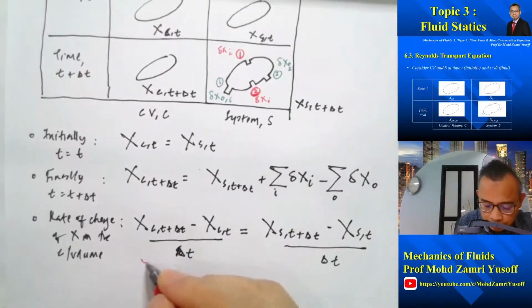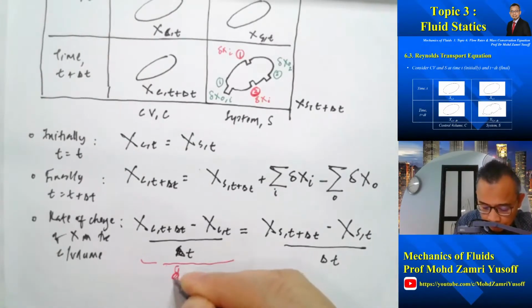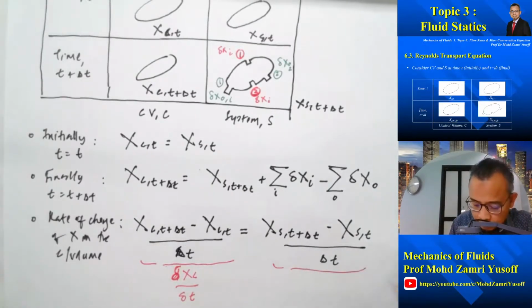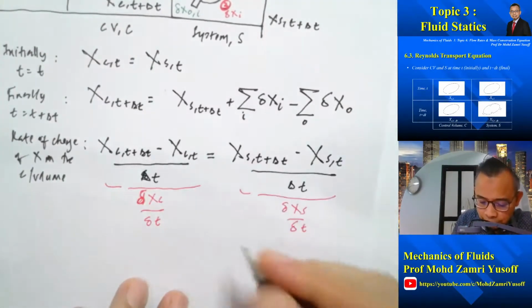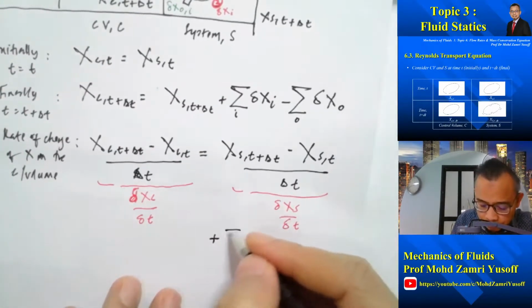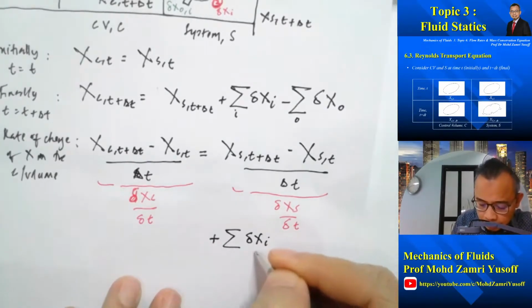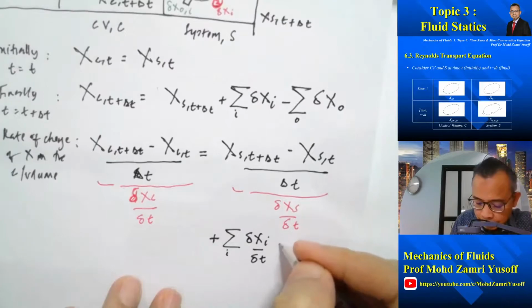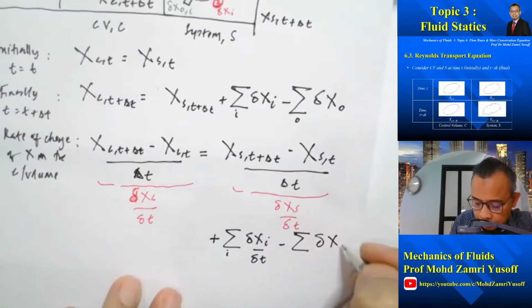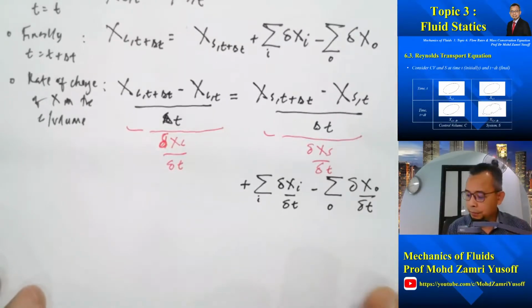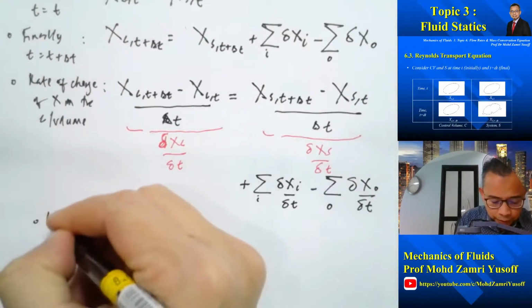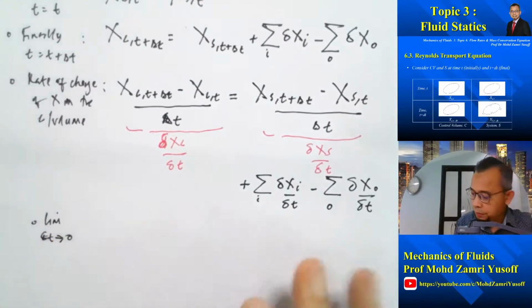So I can write this as dxc by delta t, and this is delta xs by delta t, and then we have another term here, which is actually equal to delta x by delta t for all the inlet, minus delta x over delta t for all the outlet. Right. So now I can continue in a limit as delta t goes to 0.